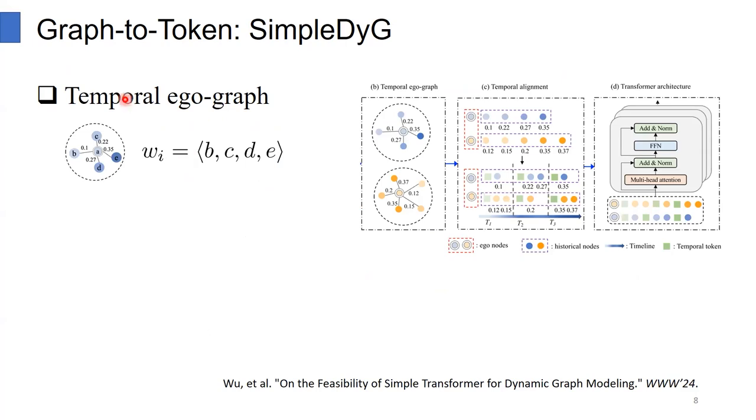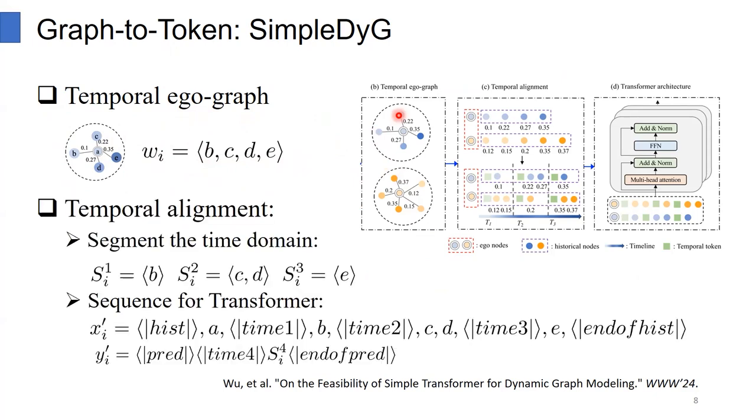For example, we are given this ego graph with a center node and some other nodes. We formulate it into a sequence: B, C, D, E. Because this is a dynamic graph, it follows the order in which these nodes are connected to the center node. Then we can perform temporal alignment, so basically we can segment the sequence based on time. For example, in the original sequence A, B, C, D, E, the nodes B, C, D, E are connected at different times.